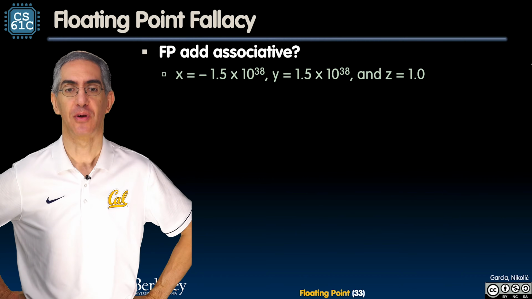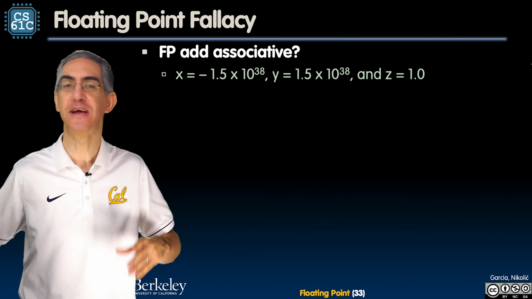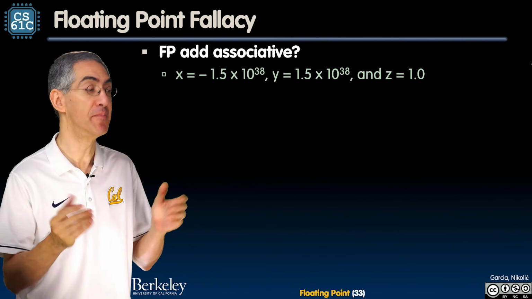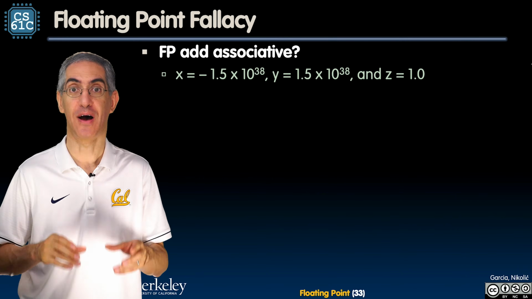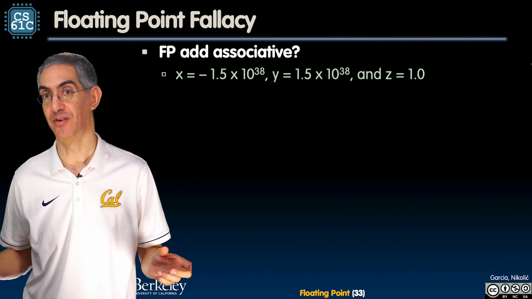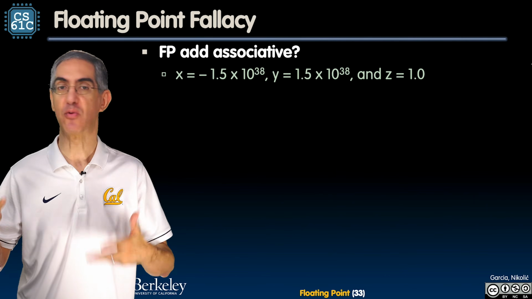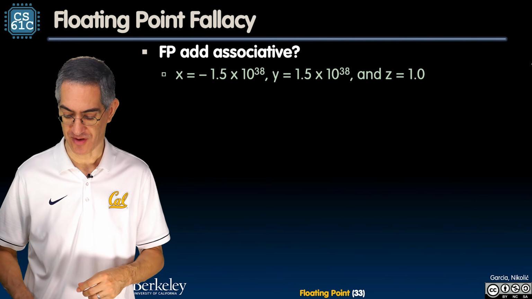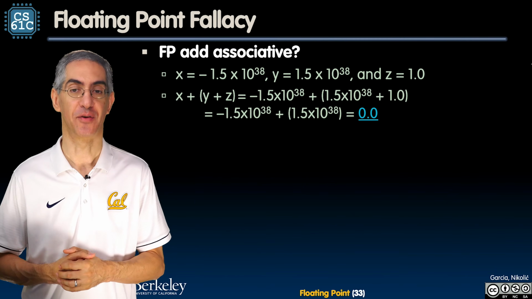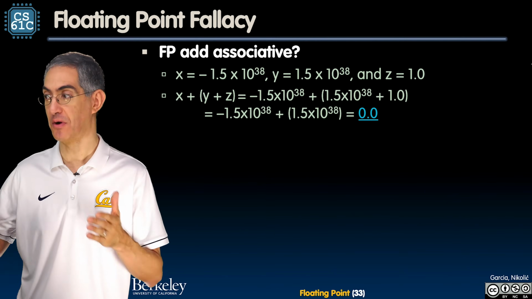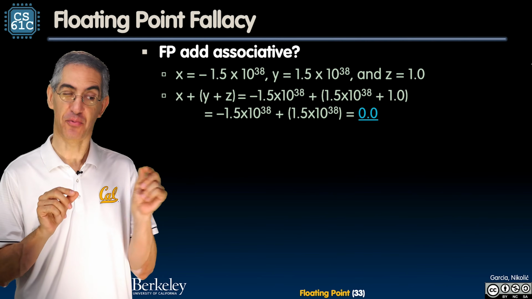Here's an example. So let's make x a really big negative number, so minus 1.5 times 10 to the 38. Let's make y exactly the opposite, but a positive number. And let z just be 1. And we even saw how to do 1 in a previous video. Let's first add y and z together. Well, when you add y and z together, you get this really big number and this really small number.